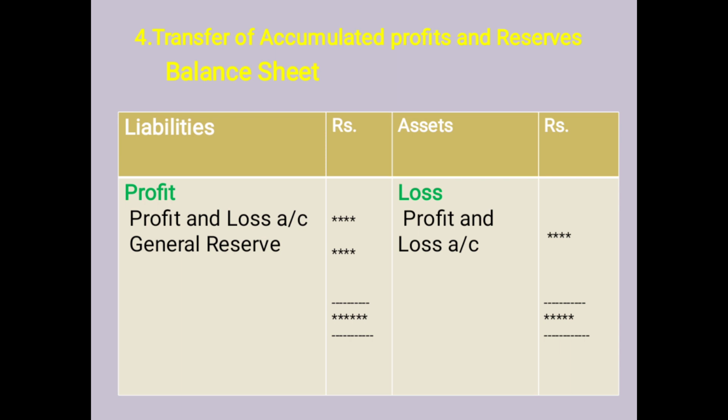The transfer of accumulated profit and reserves. First, the balance sheet. On the liability side, any profit, that is the profit and loss account, and the general reserve, are shown on the liability side. And on the asset side, a loss in the profit and loss account is put on the asset side. Let's finish the balance.